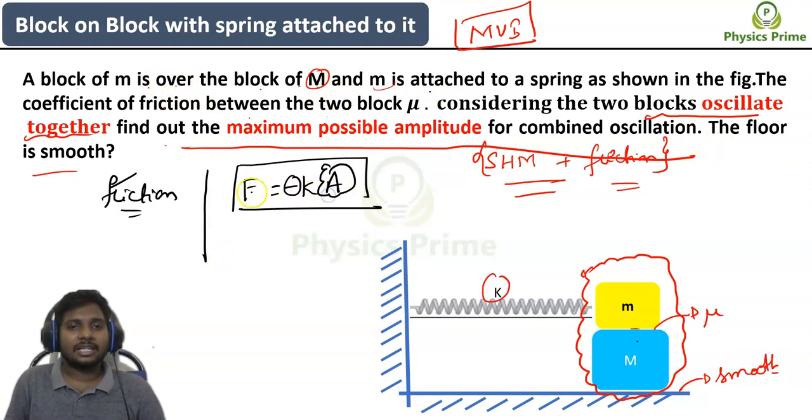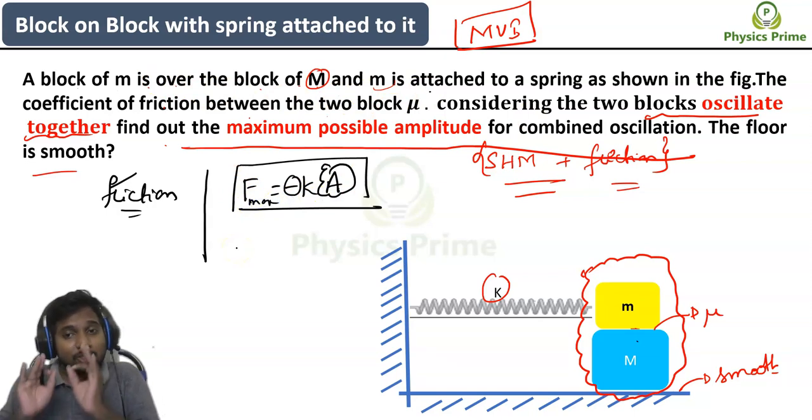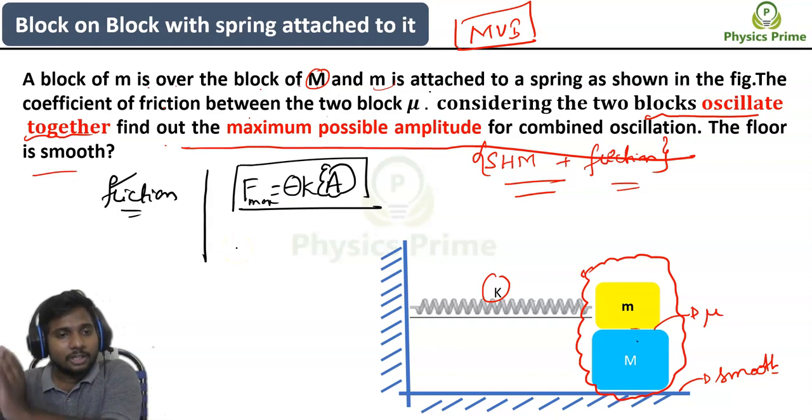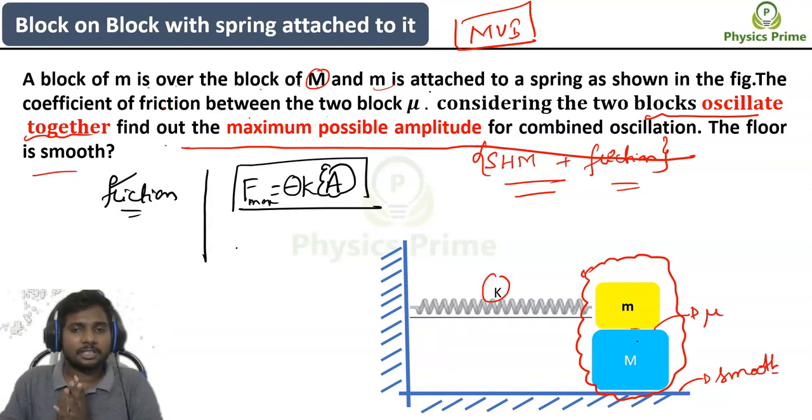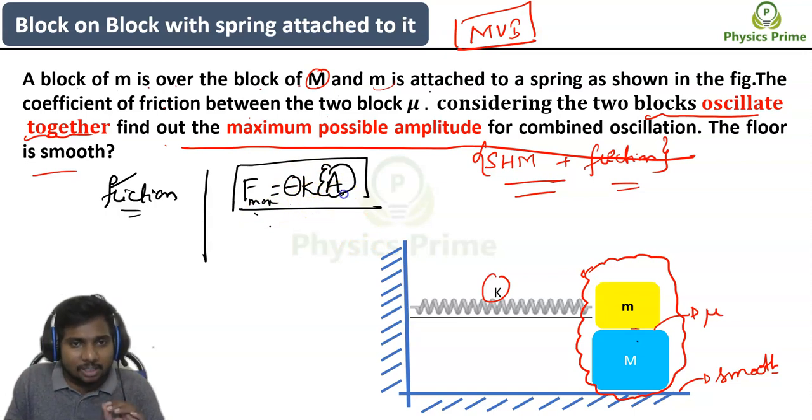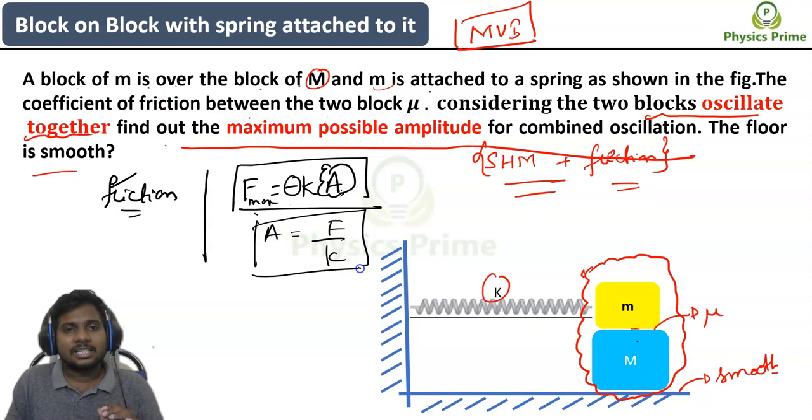That means if you get the maximum possible force that can be exerted so that the blocks do not slip with respect to each other, from the friction concept, then you can substitute F max is equal to K into A. That means you can easily get amplitude is equal to F by K. So let us solve this question here, students.